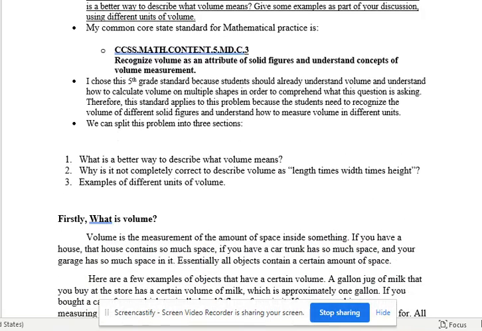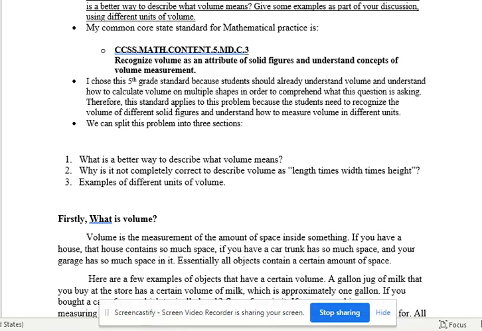My Common Core standard for mathematical practice that I chose is recognize volume as an attribute of solid figures and understand concepts of volume measurement. I chose this fifth grade standard because students should already understand volume and how to calculate volume on multiple shapes in order to comprehend what this question is asking. Therefore, this standard applies to this problem because the student needs to recognize the volume of different solid figures and understand how to measure volume in different units.